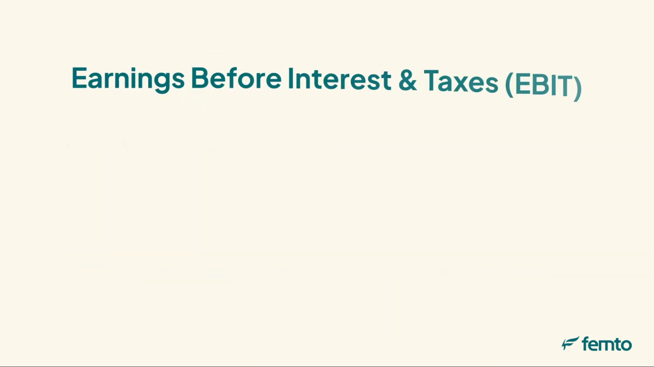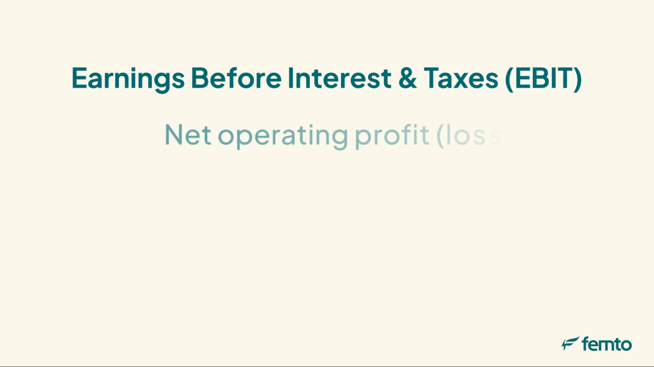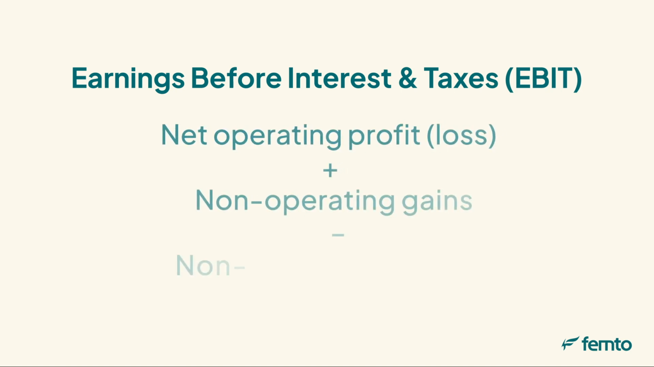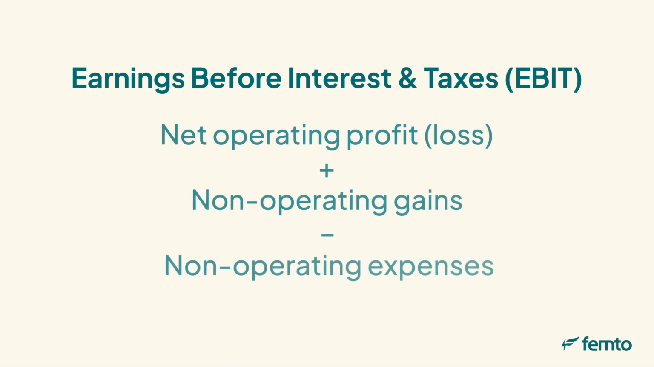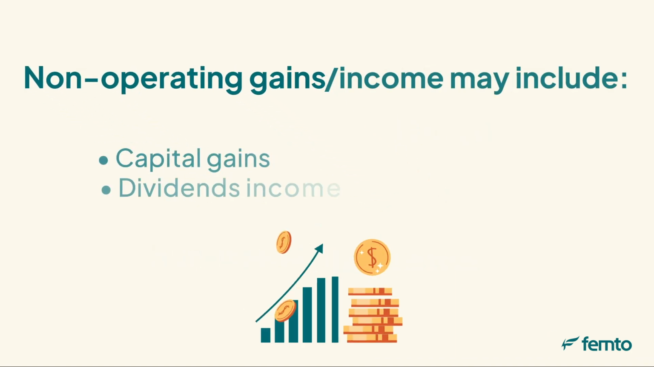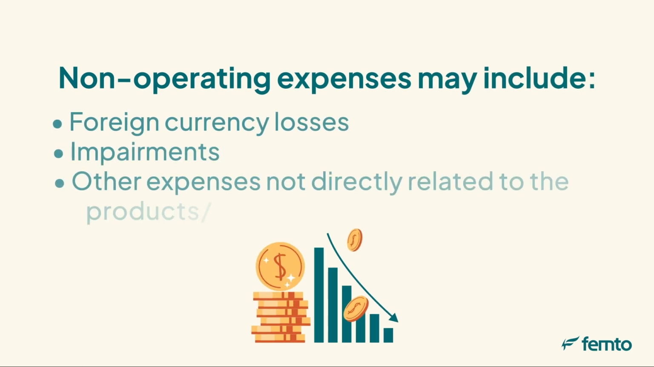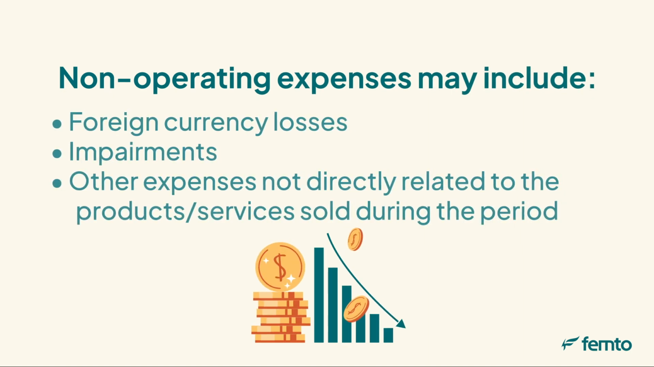The third point is EBIT, and it is calculated by adding non-operational gains and deducting non-operational expenses from net operating profit or loss, before measuring financing and taxes impact on performance. Non-operating income includes capital gains and dividends, while non-operating expenses include foreign currency losses and impairments. EBIT allows analysts to reconcile the impact of external factors like exchange rate changes, provisions, impairments, and capital gains or losses to the normal course of operations.